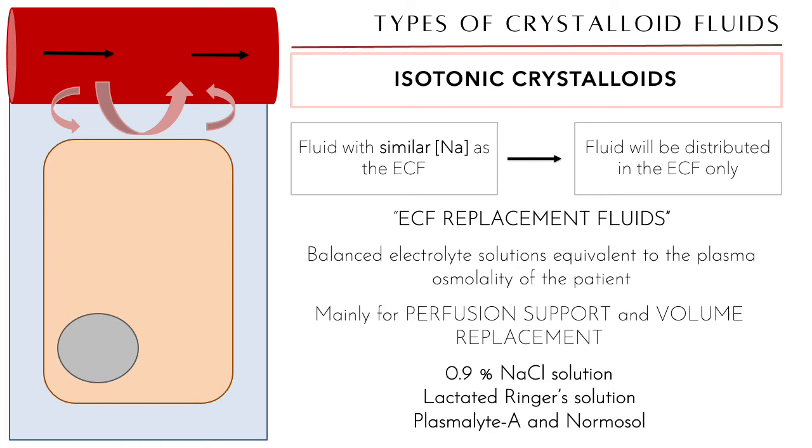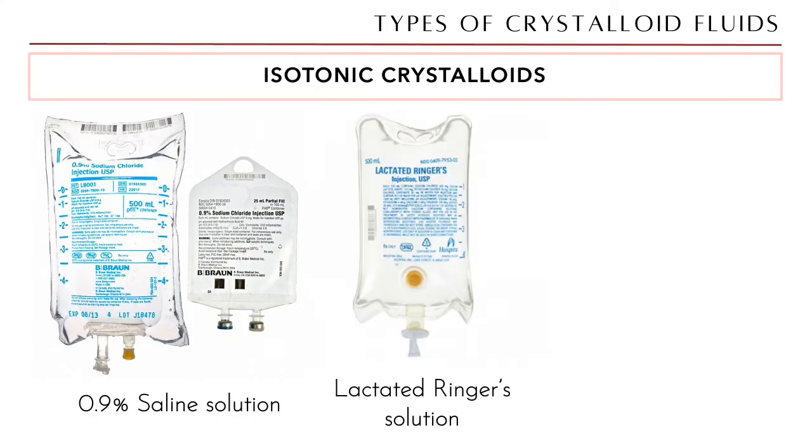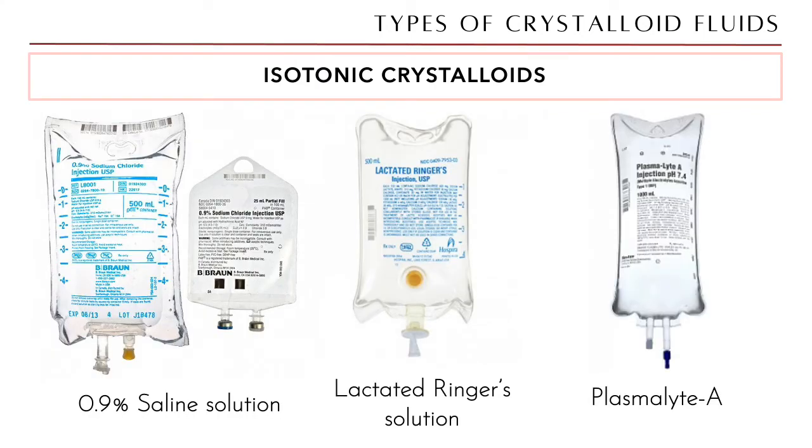So saline, lactated Ringer's, or in some countries it's called Hartmann's, and Plasmalite A and Normosol. All right, okay, so let's go at it one by one. I'm not gonna focus more on Plasmalite because we don't have it here in the Philippines, so I'm gonna focus more on saline and LRS.